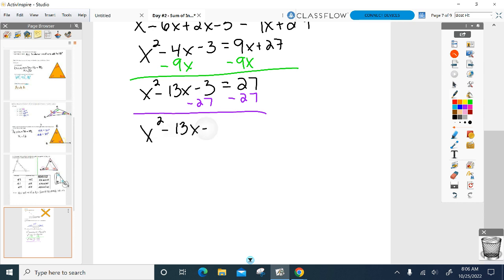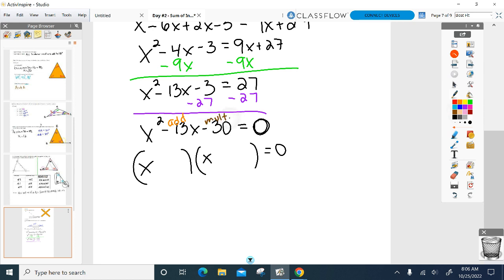So this will be x² − 13x − 30 = 0. All right, now it's time to factor. And look, I'm not going to make this difficult on you. This is the only method I'm going to expect of you this year to factor. You got your two parentheses. You got x and x. Now you just got to find two numbers that do what? Add to negative 13, but at the same time, multiply to negative 30.